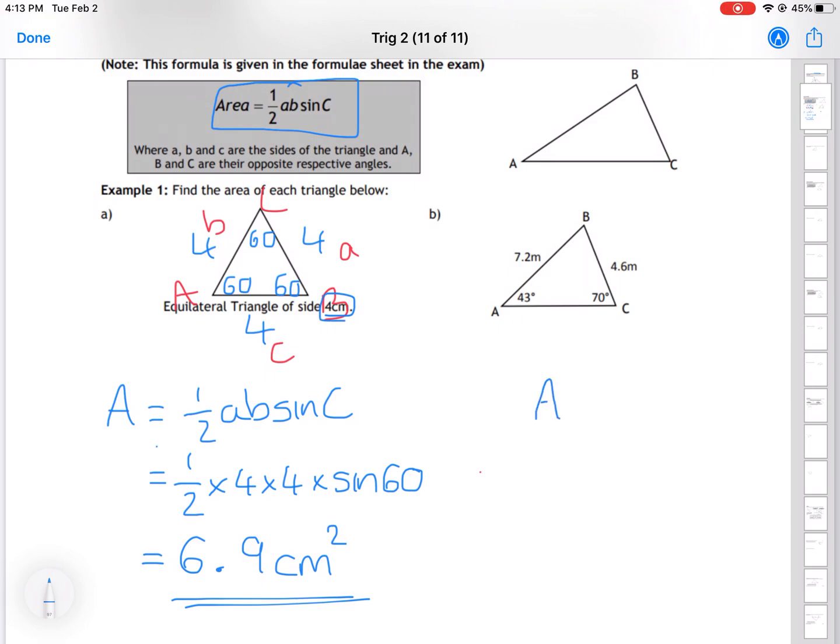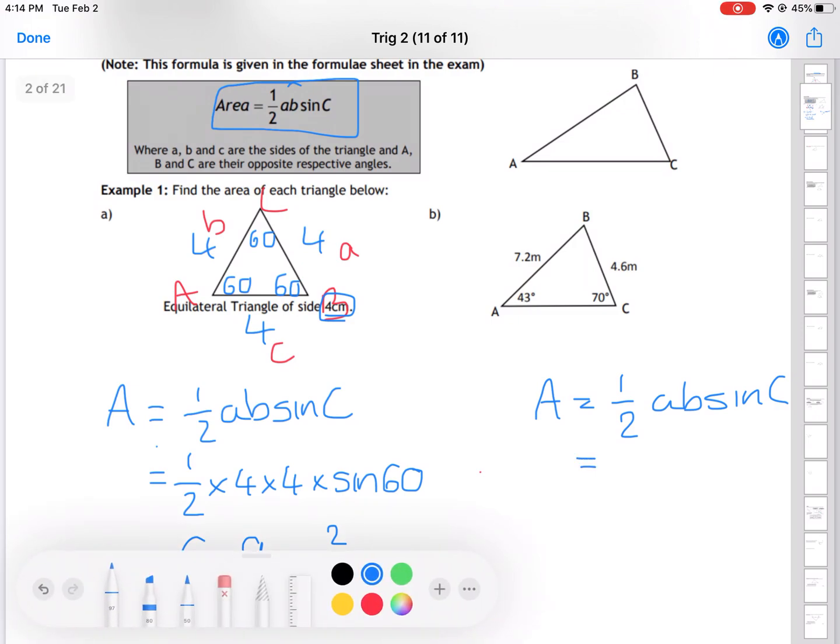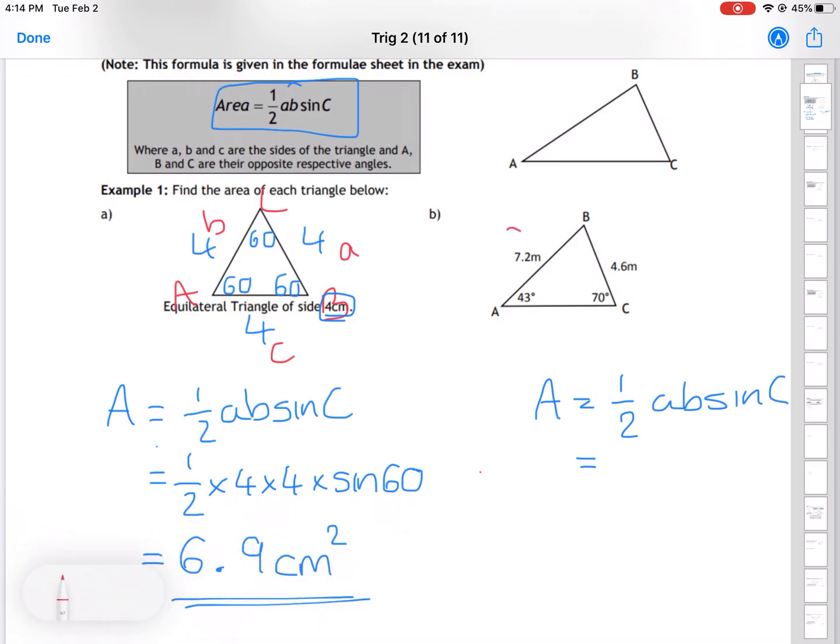Now the next one is the same process. We are still using the same formula. In this case, I only have two sides of the triangle, so I'm going to label those two sides a and the b. Right, let's get rid of those labels first of all. The labels here are just going to confuse us. We're going to get rid of those just now.